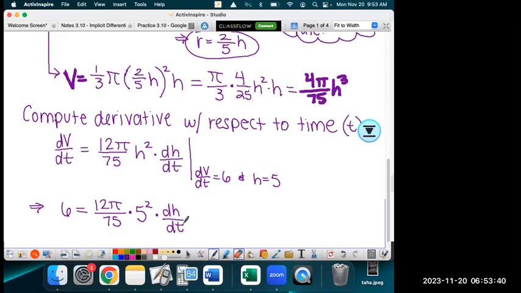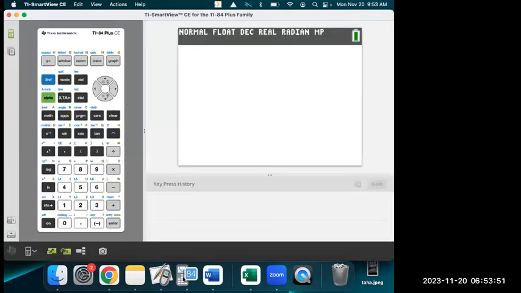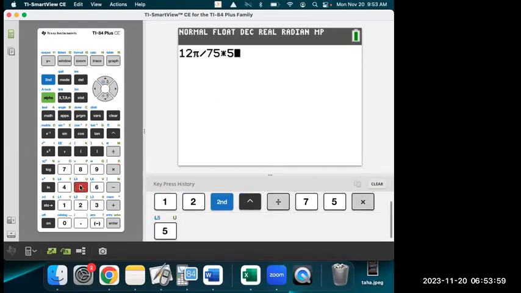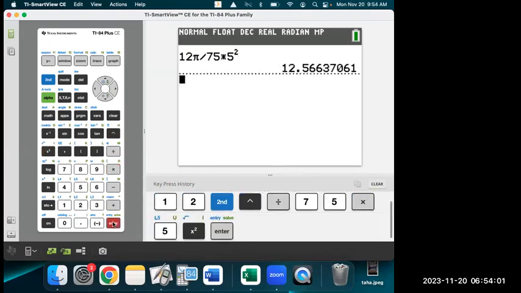Okay. I'm going to go ahead and plug this expression into my calculator, get that rounded out to a few decimal places. All right, I'm going to take that to 12.5663 or 12.5664.